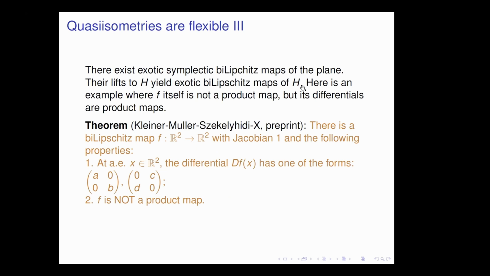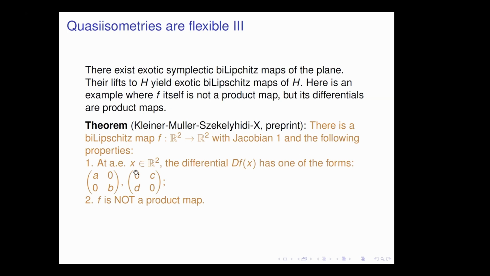So here's an example where the map little f is not a product map, but its differential is a product map. So there is a bi-Lipschitz map of the plane where the Jacobian is 1 almost everywhere, and with the following properties.